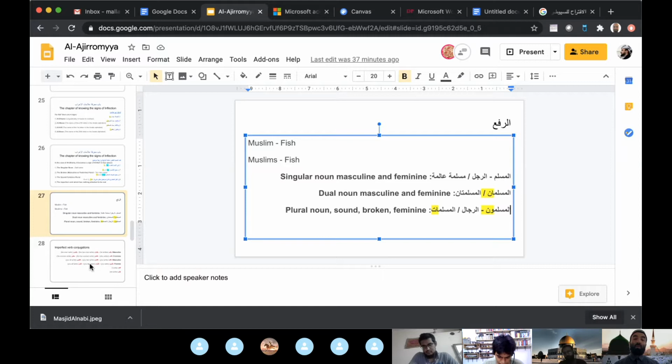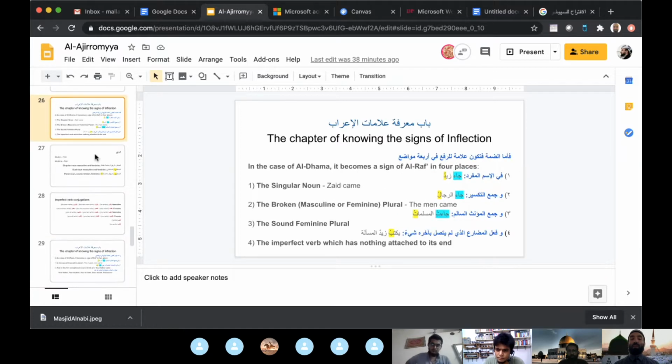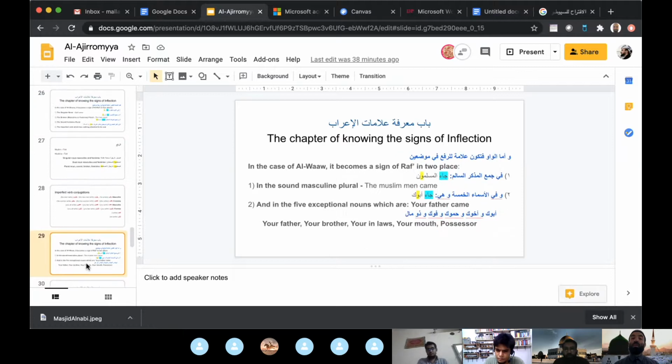The next thing we discussed last week was the different words for which a dhamma becomes a sign of Rafa. We already went through that. And then we discussed where a waw becomes a sign of Rafa. And we said that a waw becomes a sign of Rafa in 2 different places.